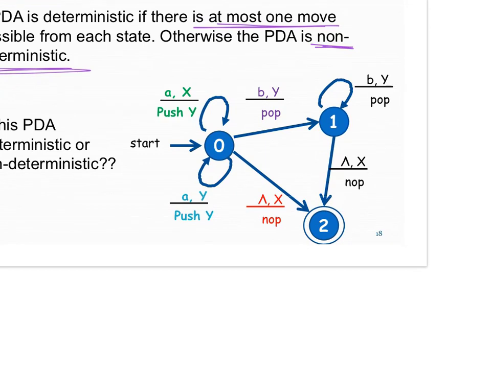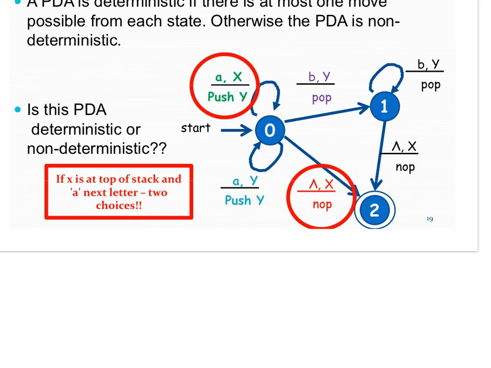Is there any state that has two possible moves where you're going to leave the state where you could have the same combination to do so? And the answer is it's actually non-deterministic, because if x is at the top of the stack, right, and A is the next letter, there's two choices. We're talking about from state 0. If you see an A and X is at the top of the stack, you could take this transition. But you could also say, oh, I'm going to do a free jump now because there's an X at the top of the stack, and I just won't process my A this time.